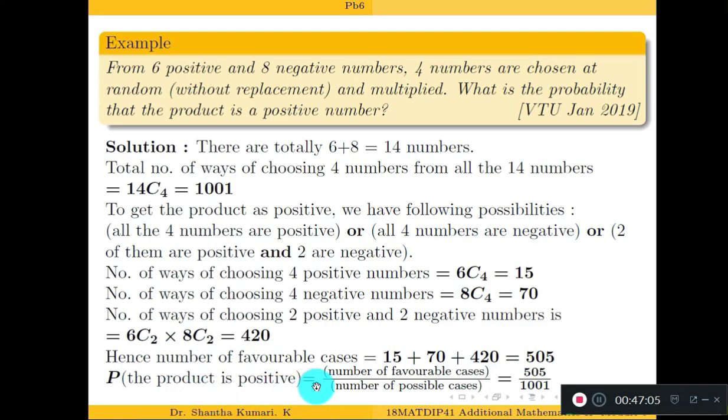So the probability that the product is positive equals 505, favorable cases, divided by 1001, total cases. M divided by N, your mathematical definition of probability. Recall that formula each and every time: number of favorable cases divided by number of possible cases.